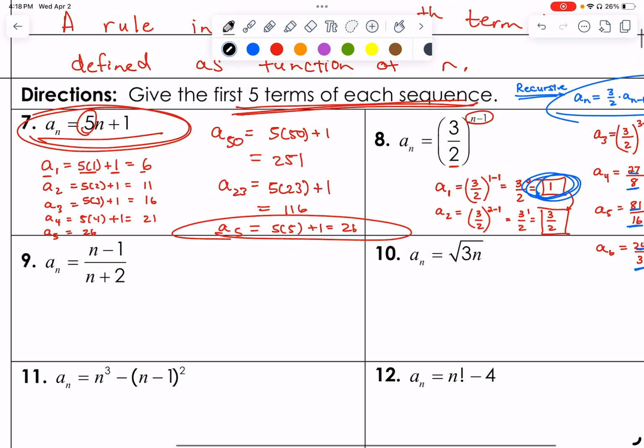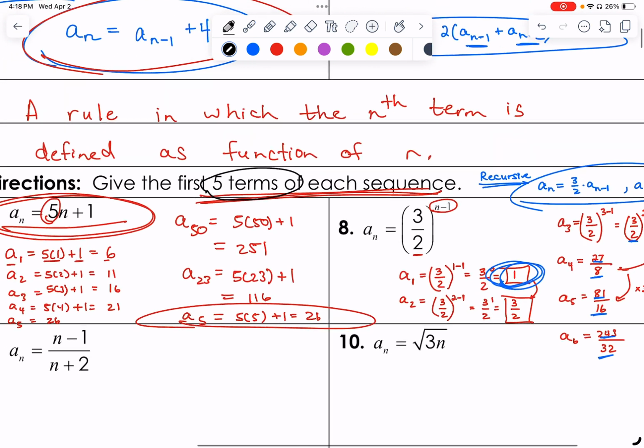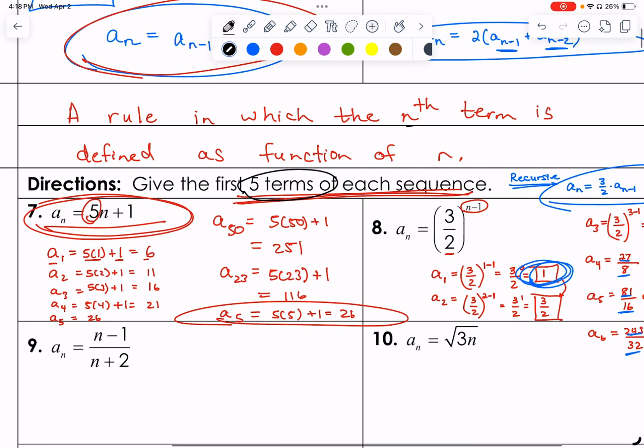So they want you to do the first 5 terms. An explicit equation is a rule in which the nth term is defined as a function of n, where n represents the term number that you're on. So like first term, second term, third term, fourth term, fifth term.